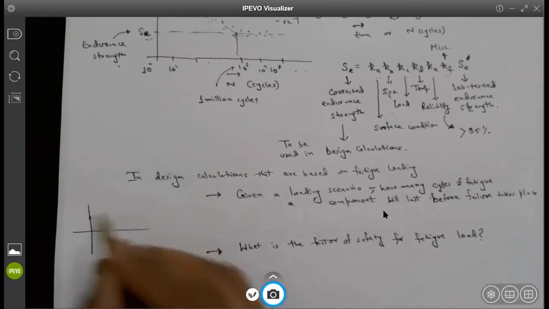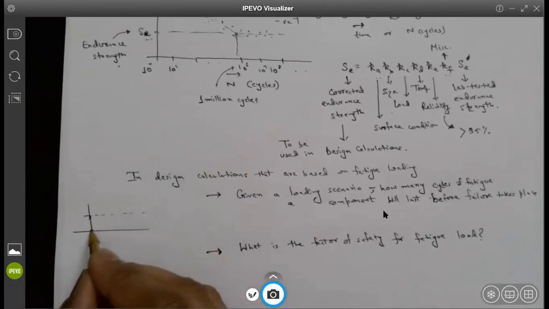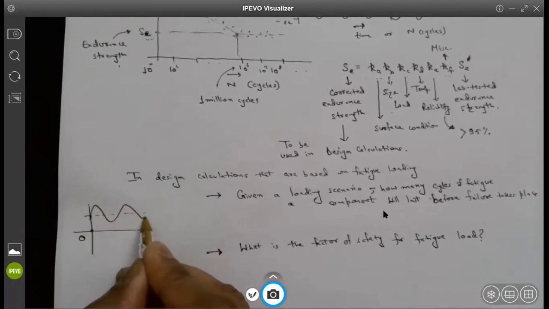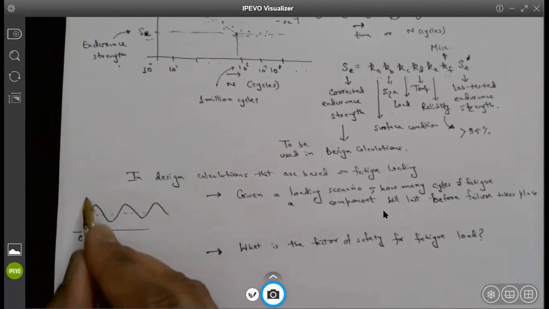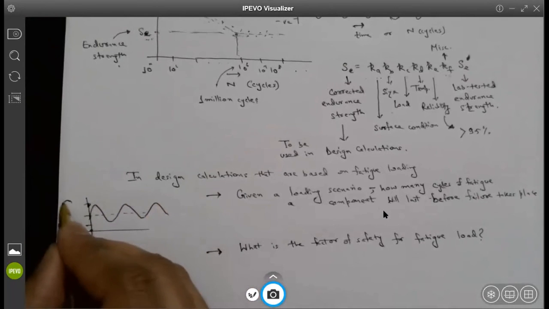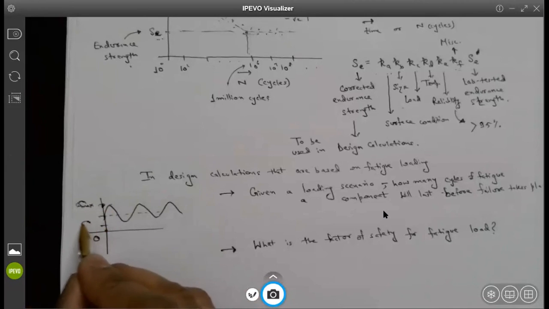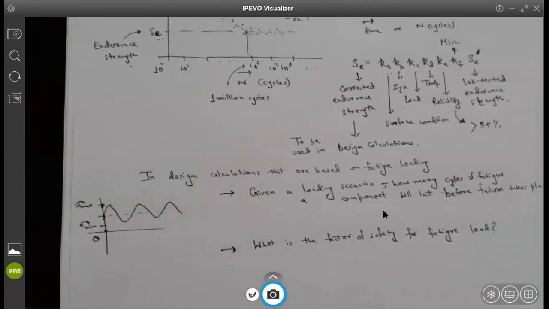So let's say you have this is 0, this is how the loading and unloading happens. So you have sigma maximum. This is a positive, non-zero number, sigma max, and this number is sigma minimum. If you see this type of loading and unloading scenario, which is basically following a sinusoidal pattern, can you tell me what will be the amplitude of this sine curve, of this repetitive loading and unloading cycle?